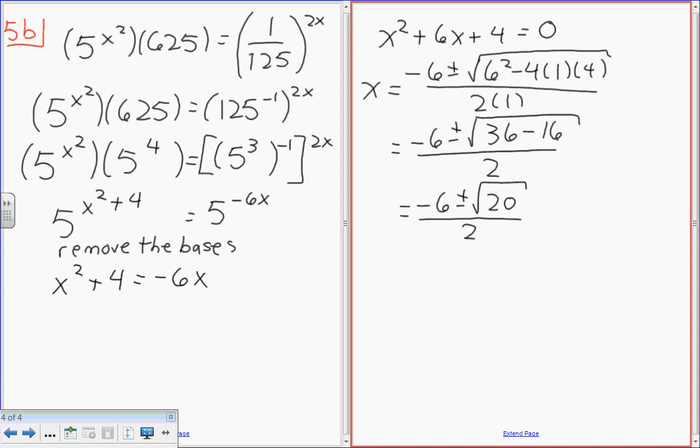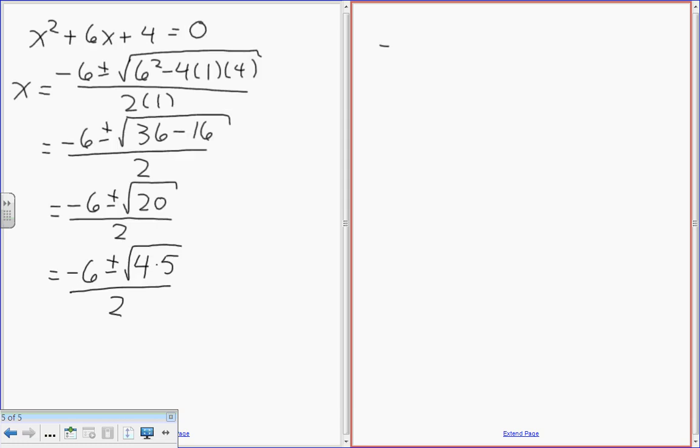So when I change this, what I can do is go to the next slide, I'm too excited. So it's going to be negative 6 plus or minus 2 root 5 over 2. Oh, that makes me happy. Isn't that giving you the warm fuzzies on the inside right now? It is for me totally.